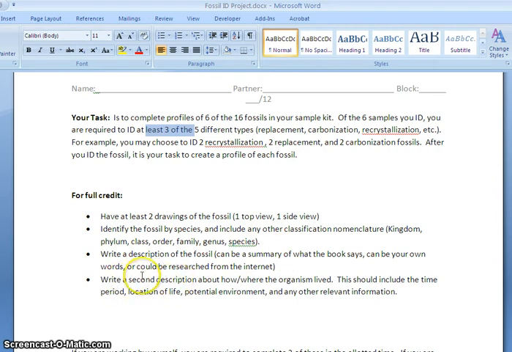The other thing that I want you to do is write a second description about how or where the organism lived. Okay, so tell me about the time, location of life, the environment, those types of things. So if it was a, I don't know, Carboniferous era fern, then you would talk about the Carboniferous era being hot, very humid, with a lot of precipitation. The whole world was a swamp. This organism lived on that. That's what I'm looking for here.